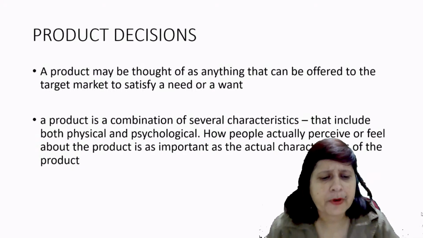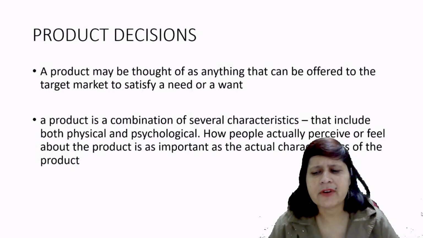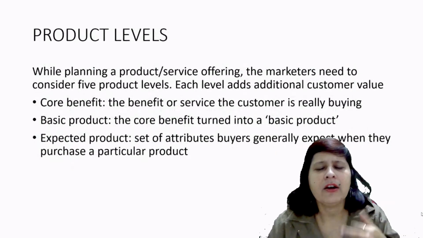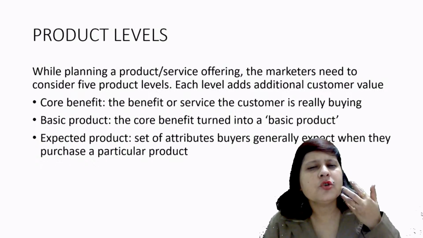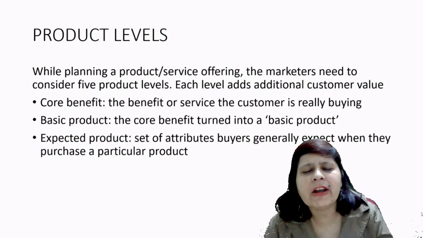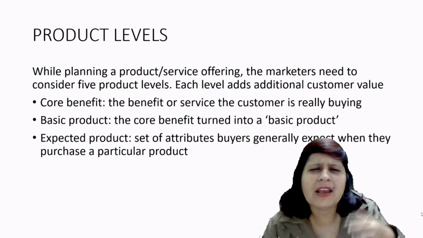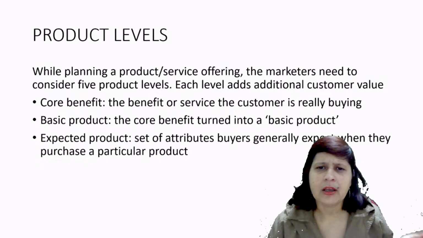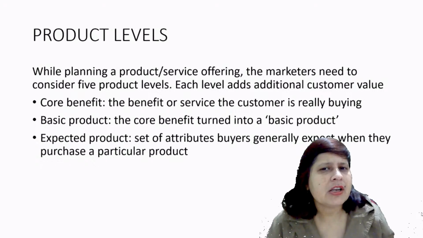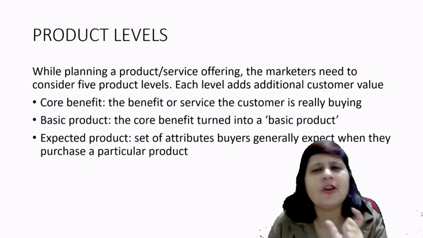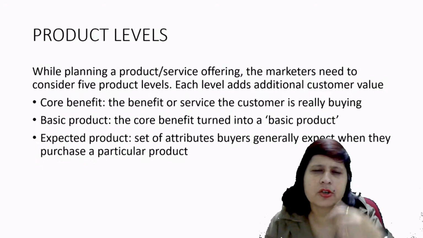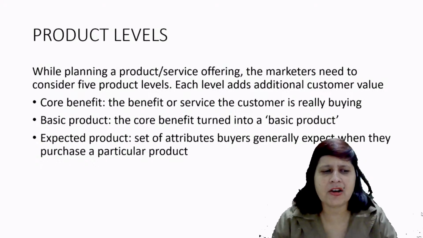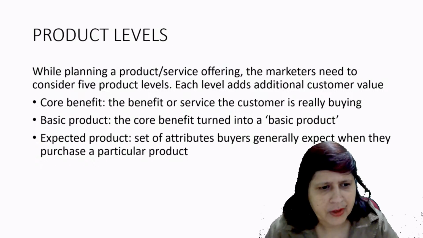So, a product is a combination of several characteristics. It includes physical and psychological factors, like what the consumer perceives, what the consumer's attitude is towards your product. Anything which satisfies the needs of a consumer is a product, right? This is a psychological factor. So it's a combination of the physical product which you are giving them, as well as the psychological factor, right?